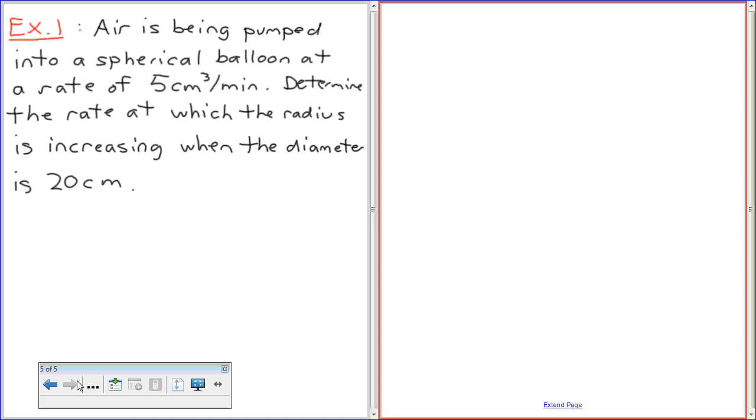The volume of the sphere. The volume of the sphere, okay? So I'm going to call that, this is going to be the rate of change of volume.